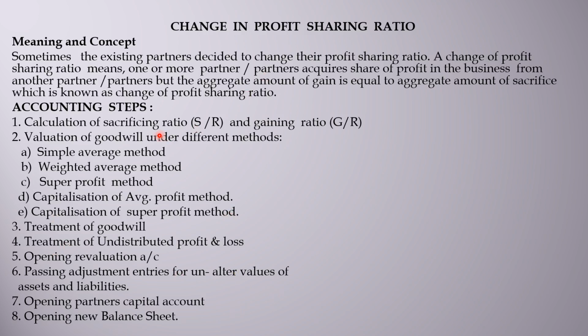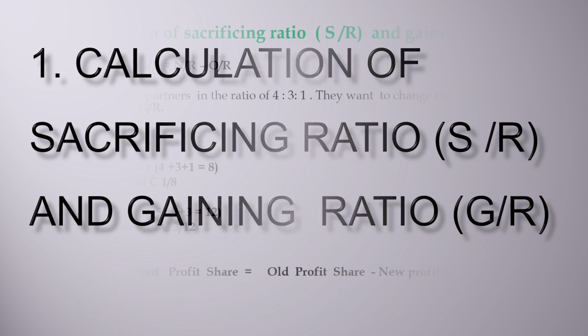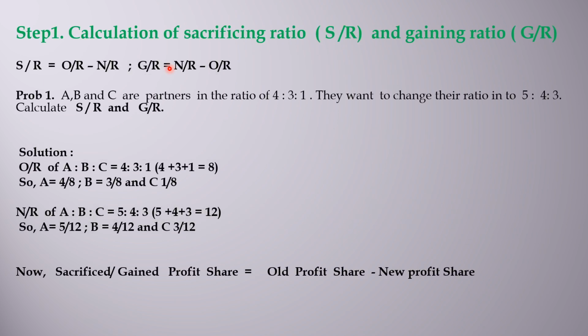So this is the first step, that is calculation of sacrificing ratio and gaining ratio. We are going to consider this one first of all. Here there is a formula for how to calculate sacrificing ratio and gaining ratio. Sacrificing ratio can be calculated as the difference between old ratio and new ratio. Old ratio minus new ratio is called sacrificing ratio if it is coming positive. If it is coming as a negative figure, then it will be a gaining ratio.